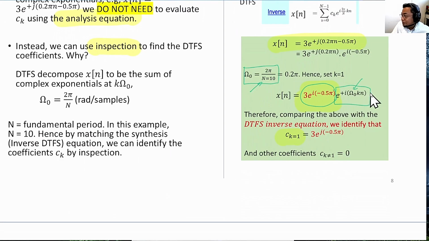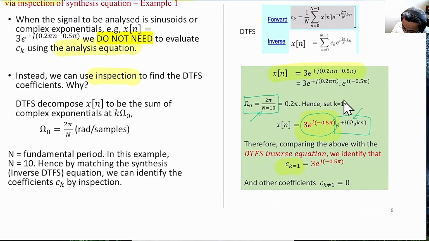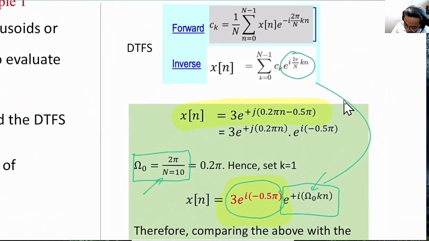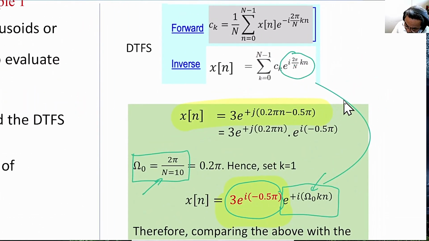When you realize this, you immediately realize that isn't this exactly the same as this guy, where N is, let's say, 10 now and k equals 1. So this is the complex exponential that is rotating with angular frequency 2 pi over 10, and c_k is this complex number with amplitude 3 and phase shift minus 0.5 pi.